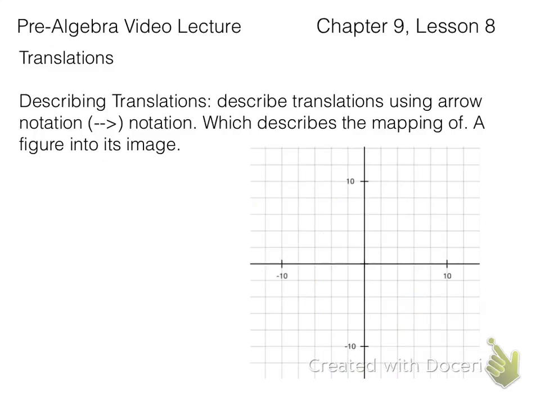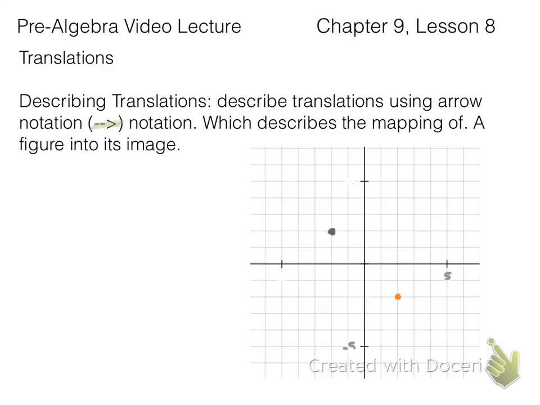We can describe translations using arrow notation. It looks like that really cool arrow right there, which describes the mapping of a figure into its image. The only thing is this really only works for 1 point, if I'm moving 1 point.